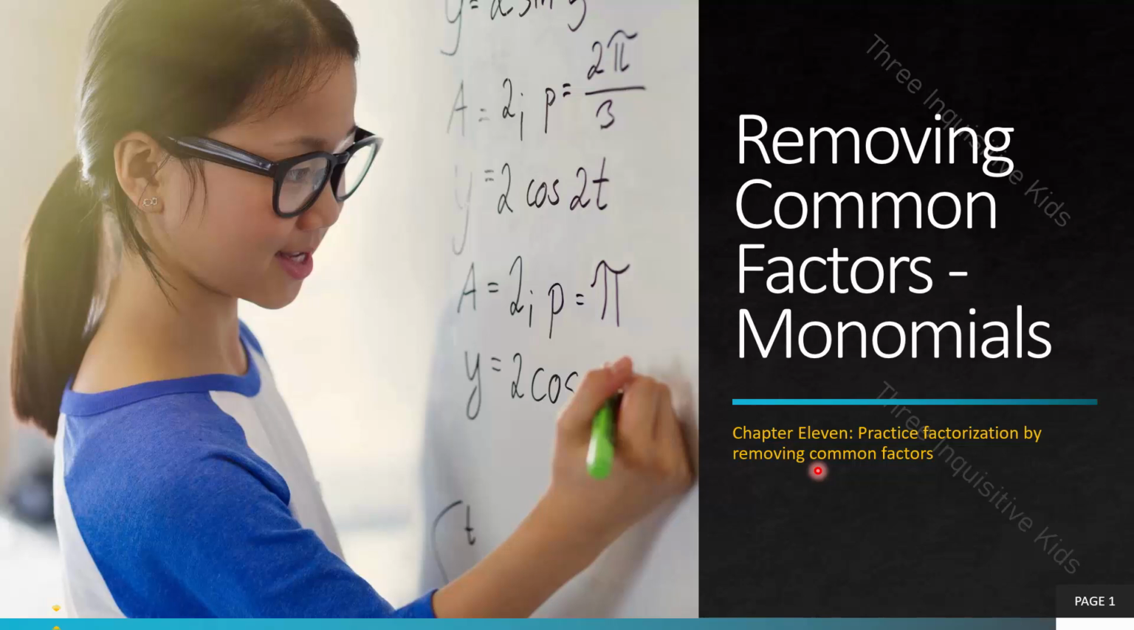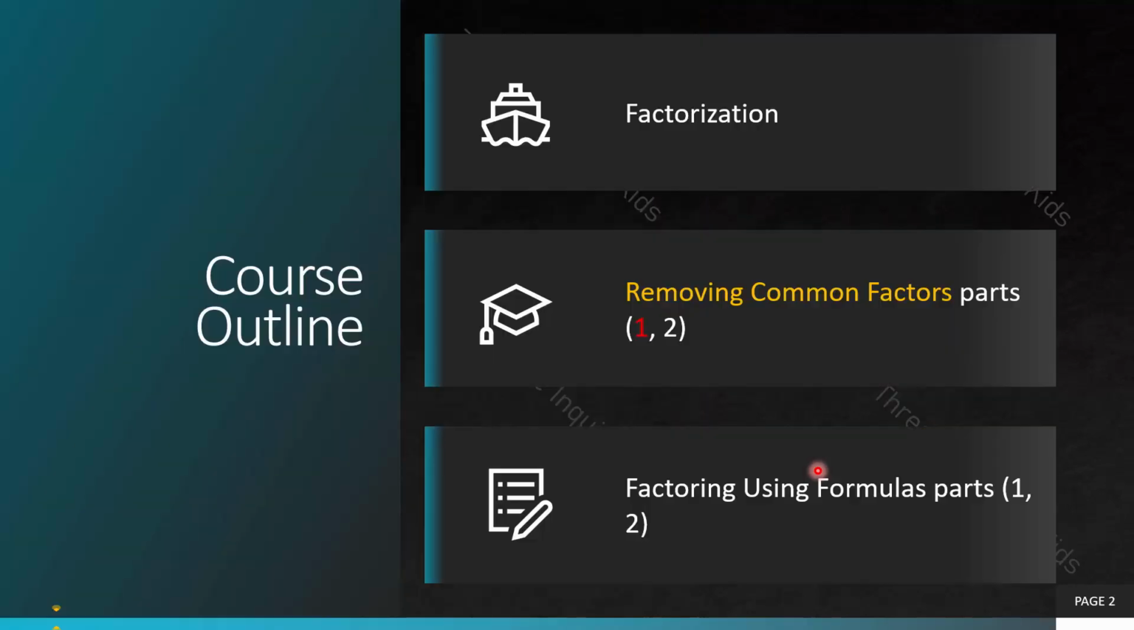In the last video, we had our introduction to factorization. And in this lesson, we will be discovering one way that we can conduct factorization, which is by removing common factors. Removing common factors from numerical expressions has been something that we've done before. Now, we're going to do this with monomials. This is part 1 of our lesson, Removing Common Factors.